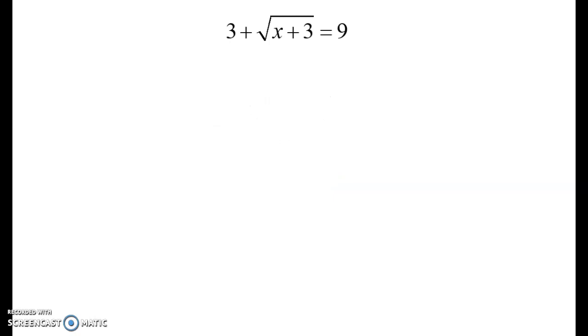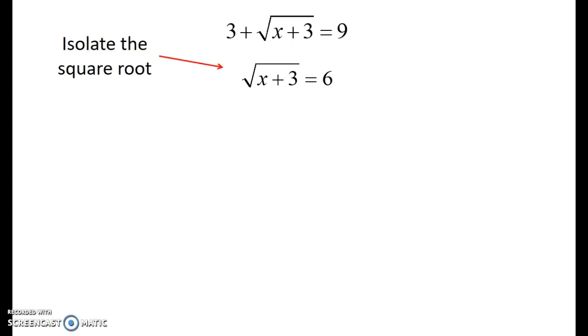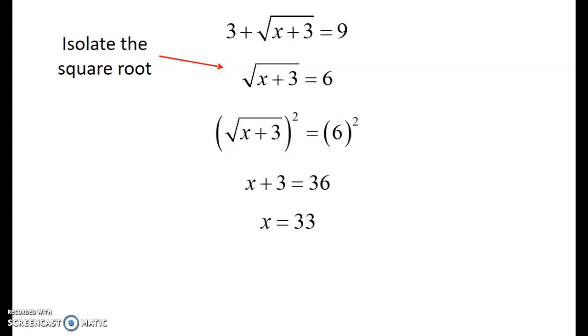As I said, radical equations are very similar to absolute value equations. In this case, we have to get the radical by itself. We have to subtract 3 from both sides because we're isolating the square root sign. Now that we've done that, we can move ahead with solving the radical equation, which means you're going to square both sides of the equation. When you square a square root, it cancels it out. You're left with x plus 3, and then 6 squared, which is 36. Then you solve for x by subtracting 3, so x will equal 33.